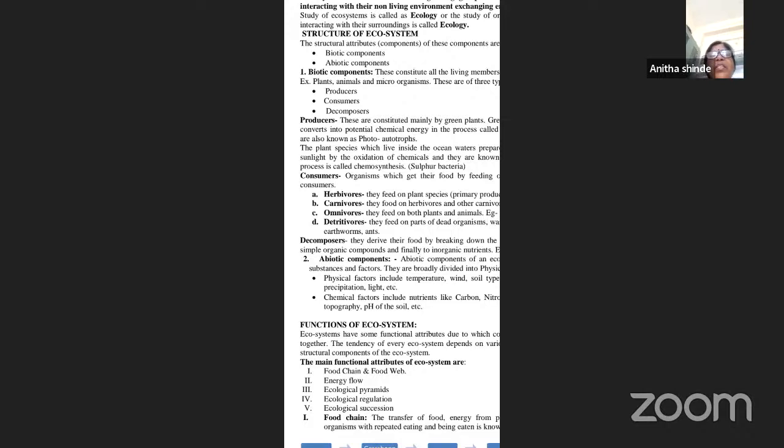That is why we call it chemosynthesis. So that is about the producers. Next is what? Consumers. Now, consumers are organisms which get their food by feeding on other organisms. So we are consumers.